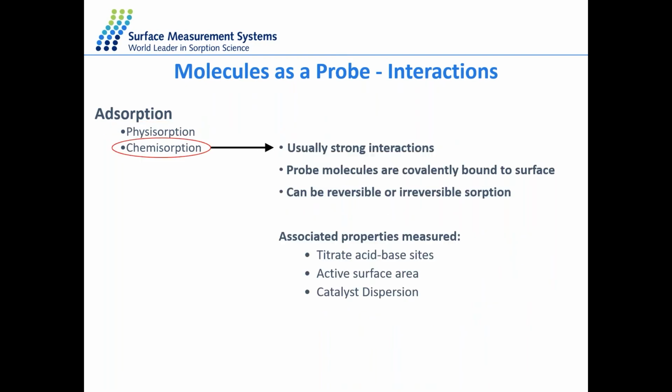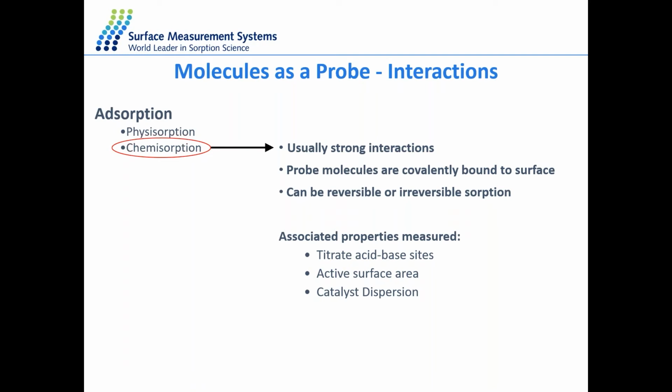A more specific type of interaction that happens on the surface is chemisorption. This is usually a strong interaction and is represented by a covalent bonding between the molecules of solvent that we introduce and the surface of the sample. This specific type of interaction is typical of materials that are designed to interact with the solvent that we're using. So titrations, acid-base, and catalyst dispersion are usually the materials that we are analyzing when we are looking at this type of interaction.